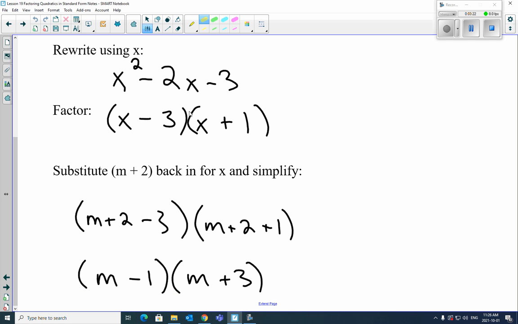Perfect. Now that we've factored it, can you substitute back in m plus 2? Yeah, so wherever there was an x, replace it with an m plus 2, and m plus 2, and then you just simplify, right? So m minus 1, m plus 3. You just deal with the constants here. Okay, so that's a basic understanding, more like a review of factoring quadratics.